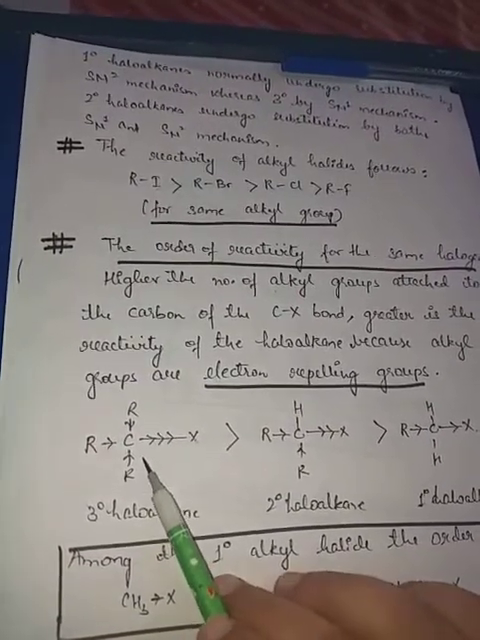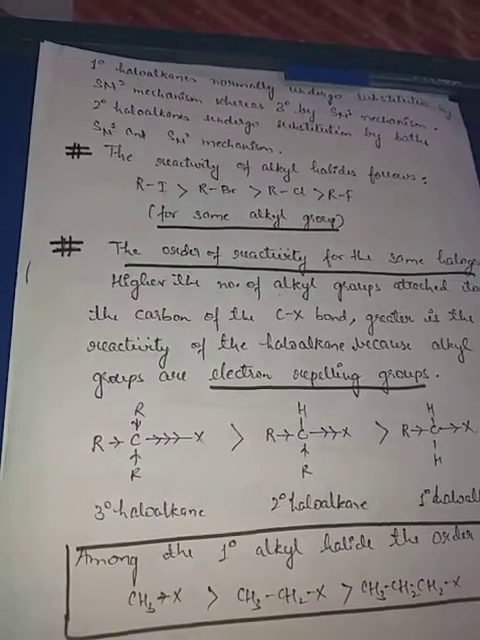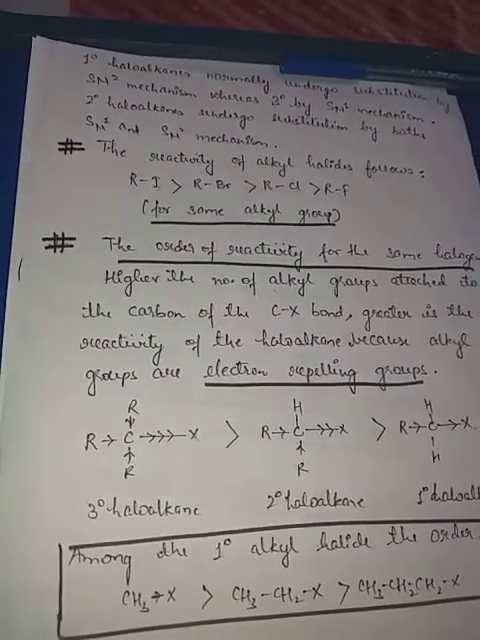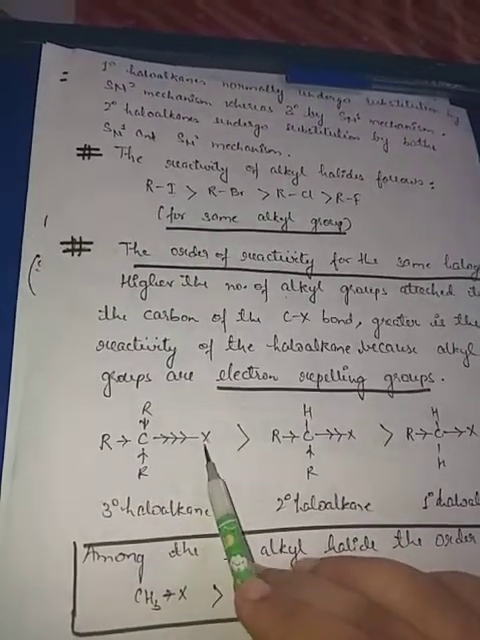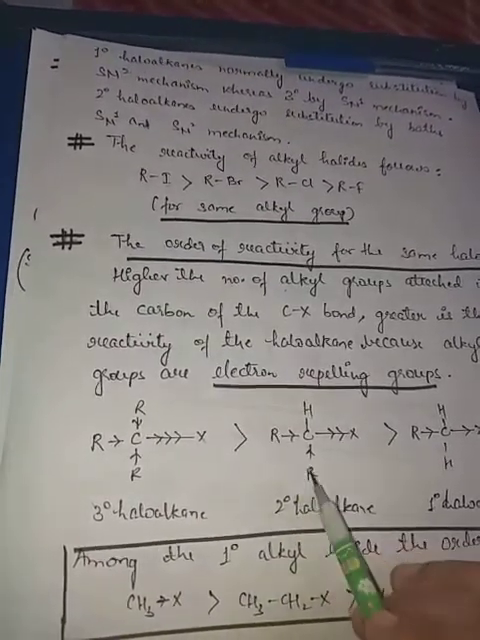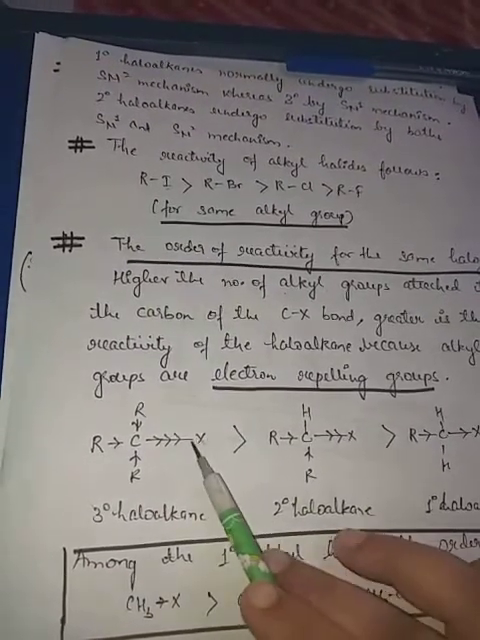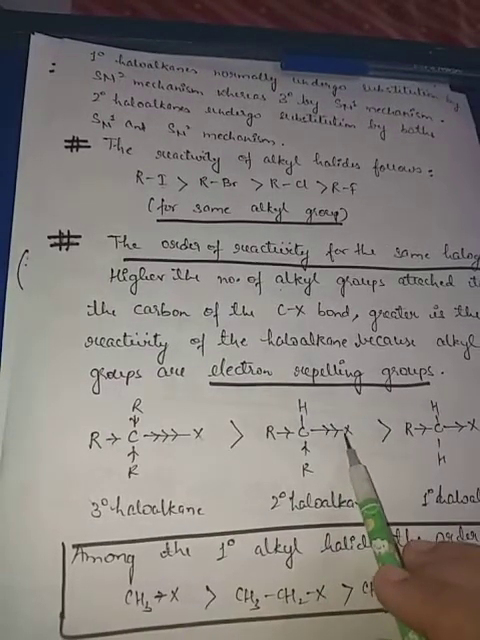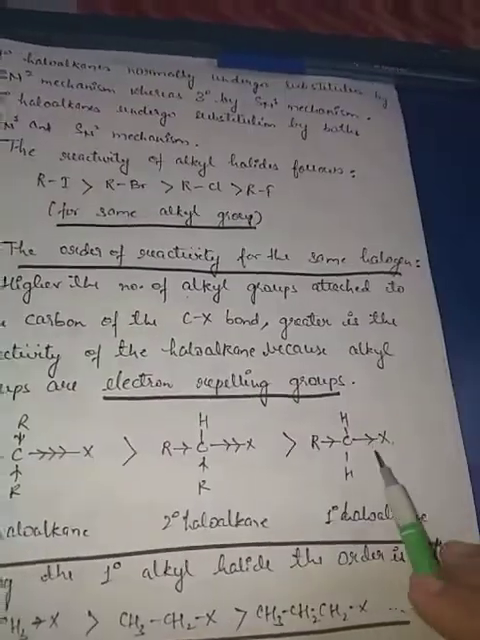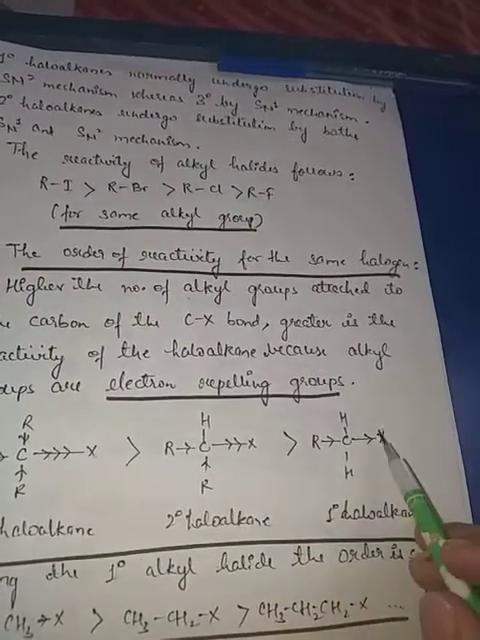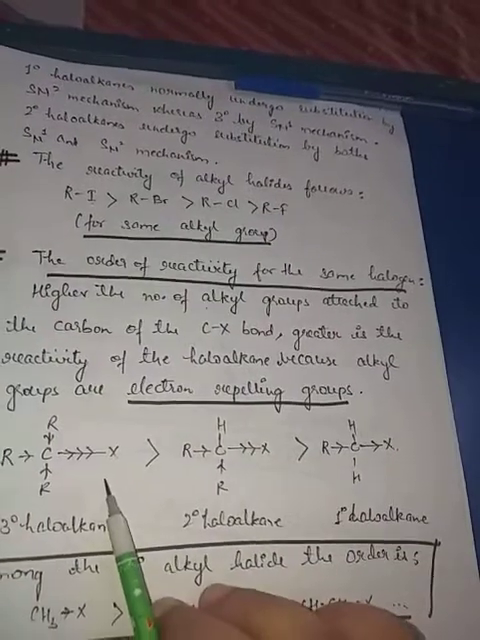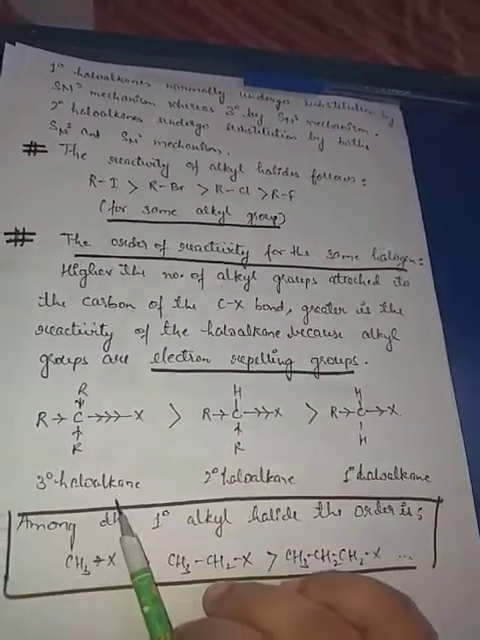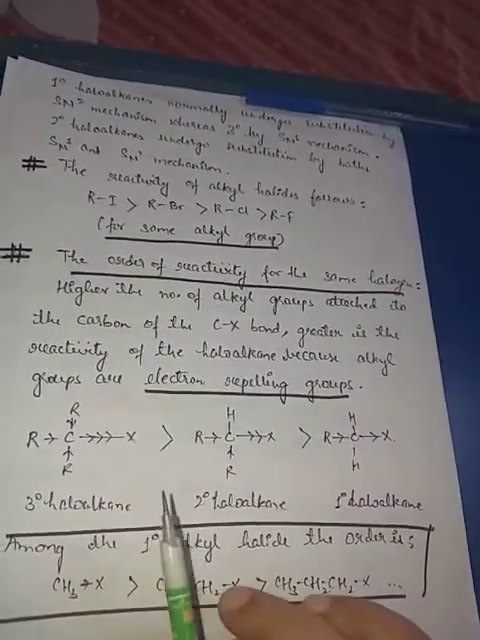So tertiary haloalkanes are most reactive because of the presence of 3 alkyl groups with the carbon which is having the halogen. Here, 2 alkyl groups are present, so as compared to this, the removal of this halogen is quite difficult. And if we compare these 3, then the removal of this halogen is most difficult than this and then this. That's why tertiary haloalkanes are most reactive.